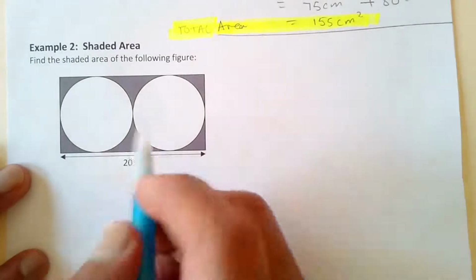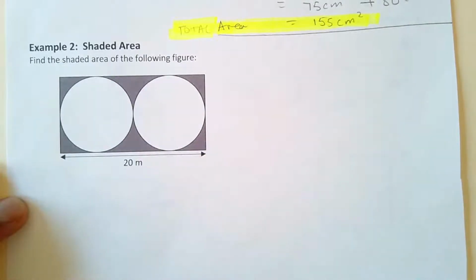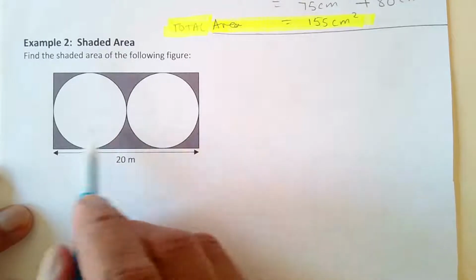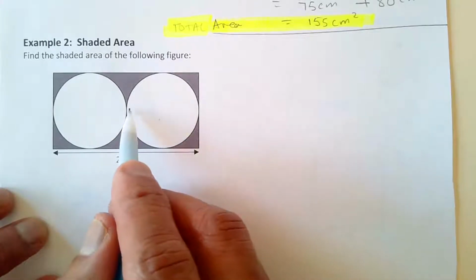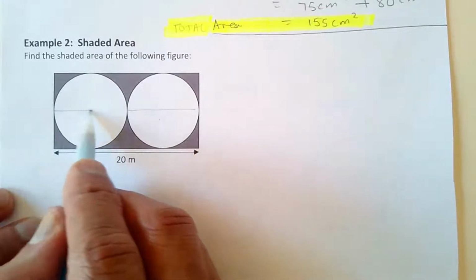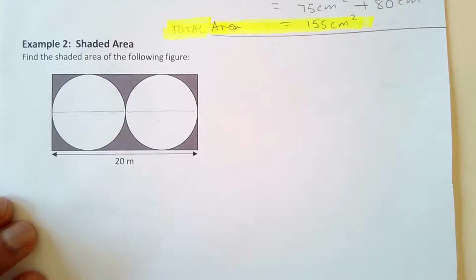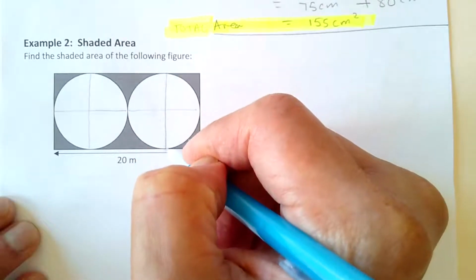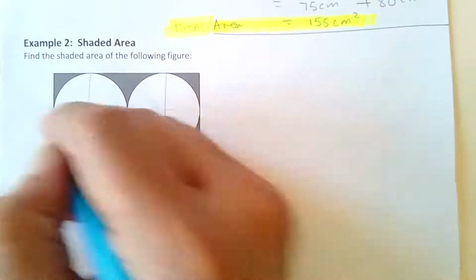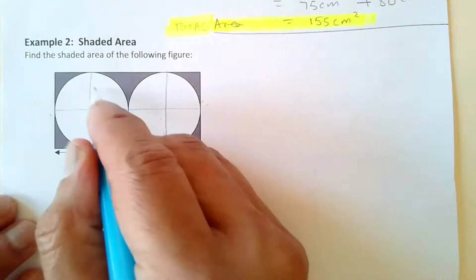Now, this shape, we're given the length, but we're not given the width. But here's something interesting. If these two circles fit into this rectangle, it means the diameters of both of these circles are the same, because they're identical circles. This here would be the diameter. And so these two sides are equal. So if these two sides are equal, its diameters are also equal.